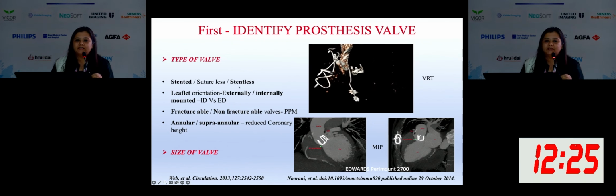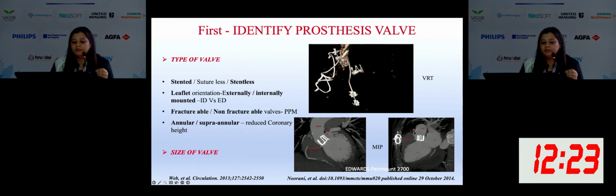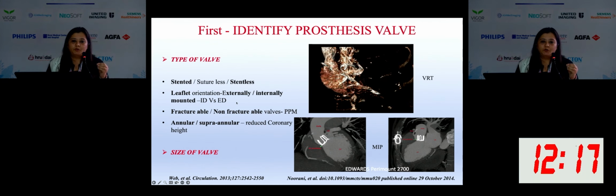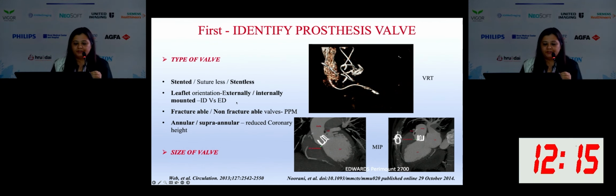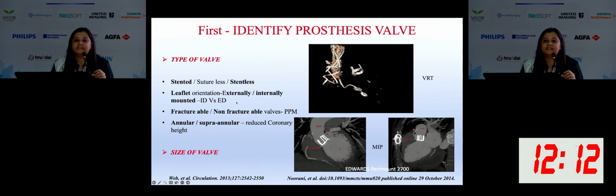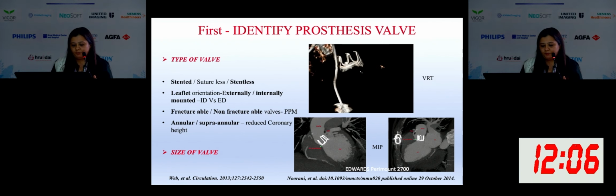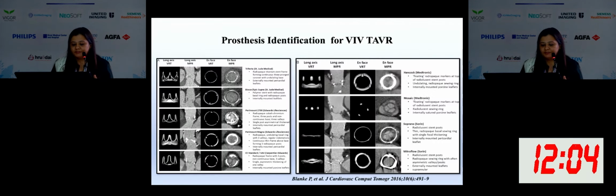Identifying the stented or stentless valve is very important. You have to know how the leaflet orientation is, whether it is an externally mounted leaflet or an internally mounted leaflet. I'll come to that. Whether it is a fracturable or non-fracturable valve, or whether it is implanted at an annular or a supra-annular plane. Once you have done that, we'll go for the sizing.